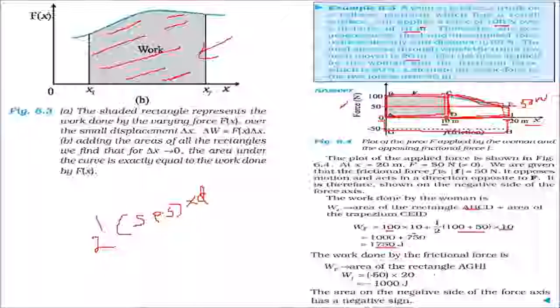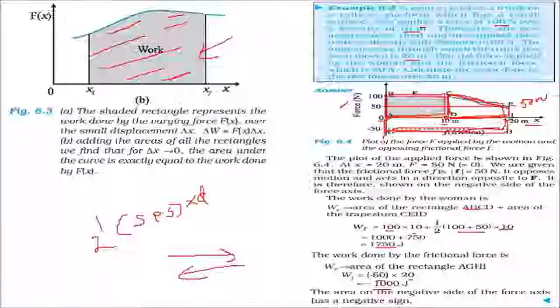Now the work done by the frictional force will be what? This lower rectangle, because it is acting as 50 newton in the negative direction, and the displacement is 20. So minus 50 into 20, which is minus 1000 joule. And the area on this negative side of the force axis has a negative sign because it is acting against the displacement.